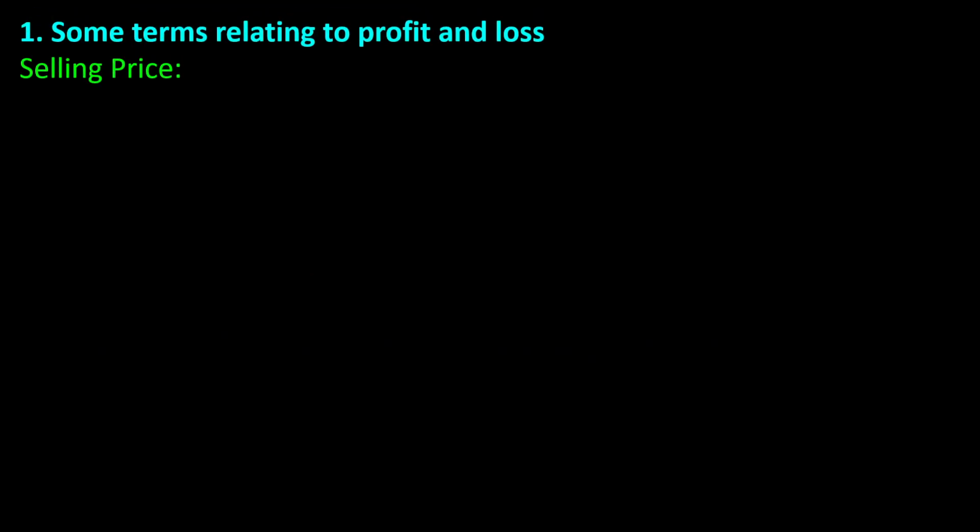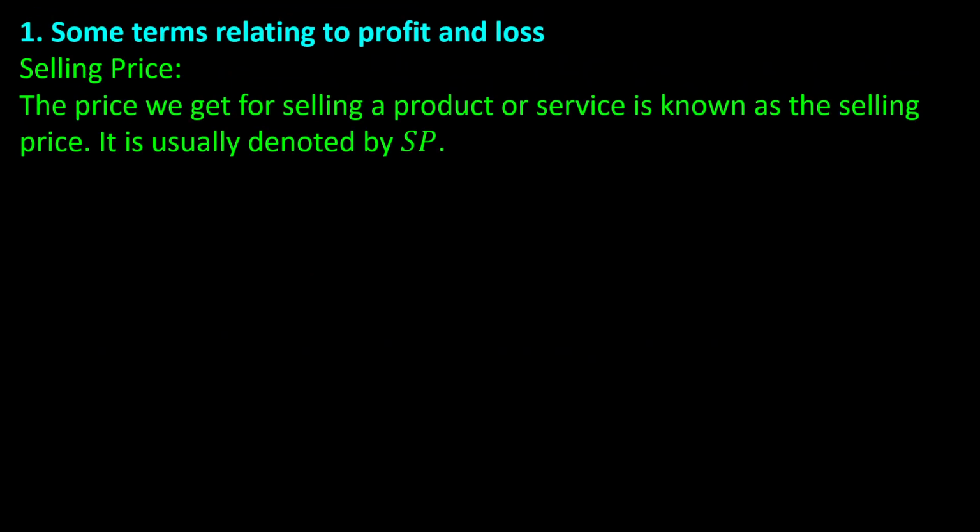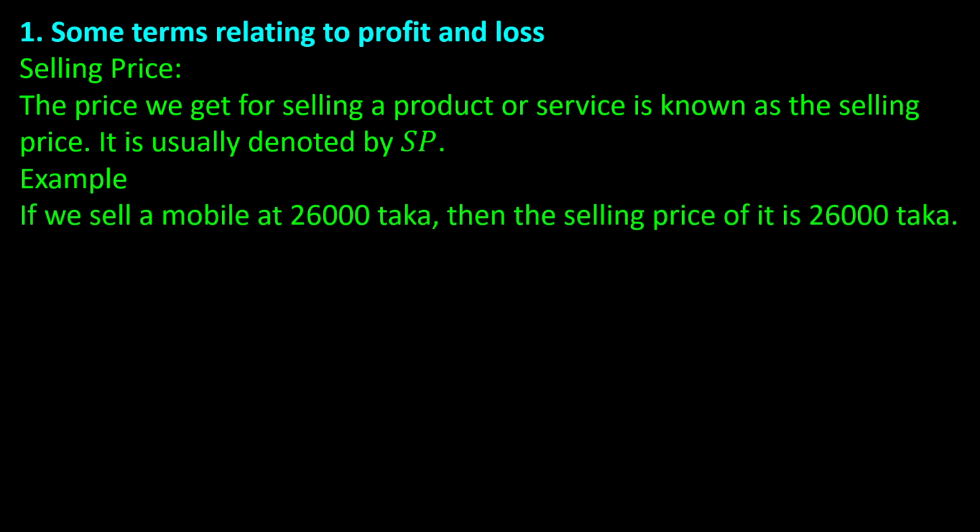The second term is the selling price. The price we get for selling a product or service is known as the selling price. It is usually denoted by SP. For example, if we sell a mobile at 26,000 taka, then the selling price of it is 26,000 taka.